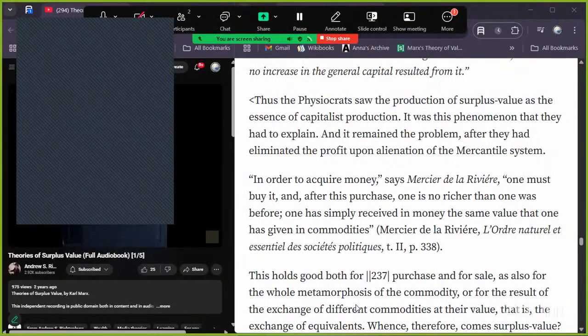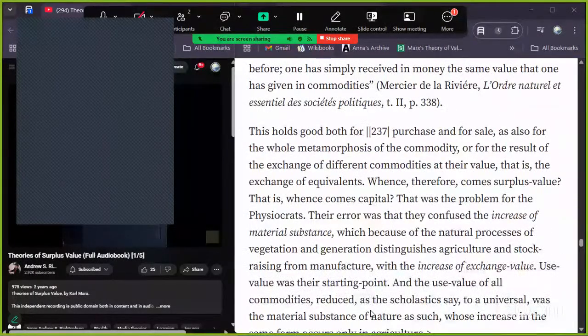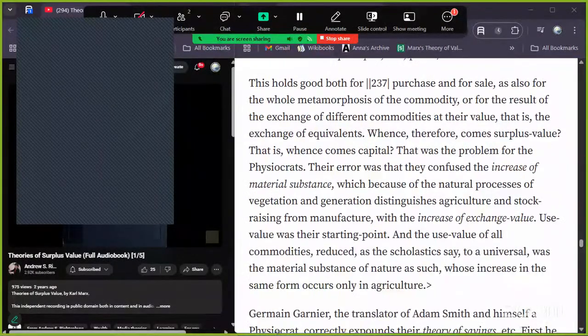In order to acquire money, says Mercier de la Rivière, one must buy it, and after this purchase, one is no richer than one was before. One has simply received in money the same value that one has given in commodities. End quote from the natural and essential order of political societies.